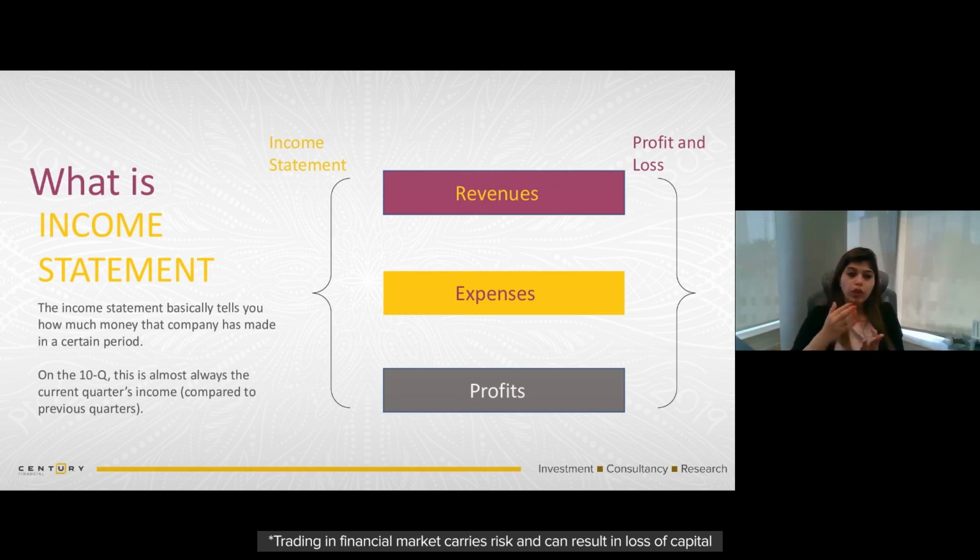When we're looking at an income statement, it is basically just the sales that the company did, minus your expenses, and you'll be left with the profits. This is the most basic. I've tried to explain this in layman's language. Of course, there are many more items that we see in an income statement, but this is just the crux of it. We're looking at revenues minus your expenses, and you have your profits. It just tells you how much money a company made in a particular quarter or a particular year, depending on the period that you're comparing it with.